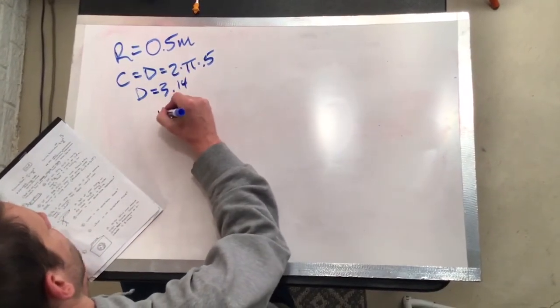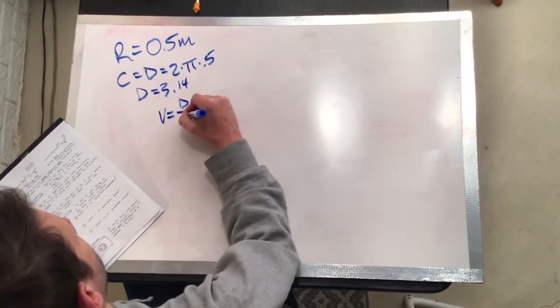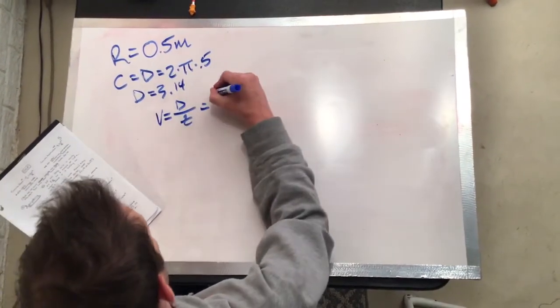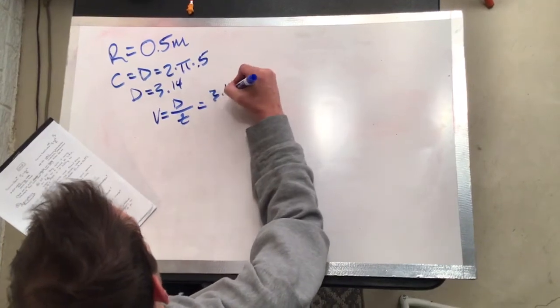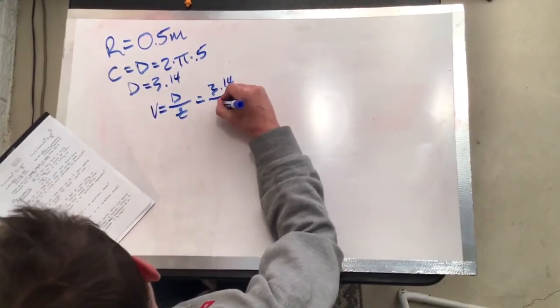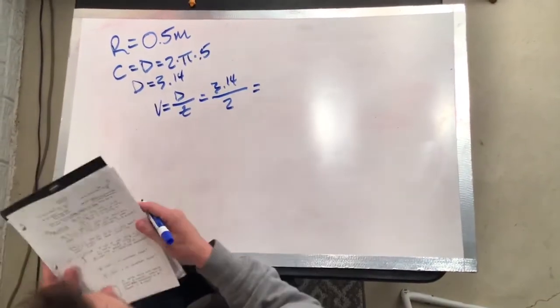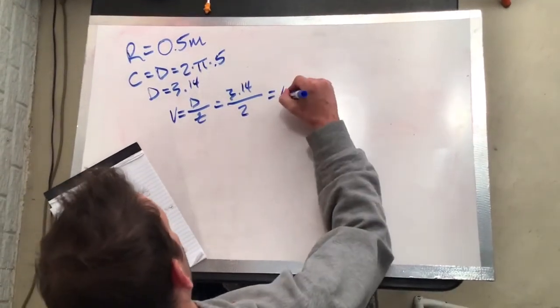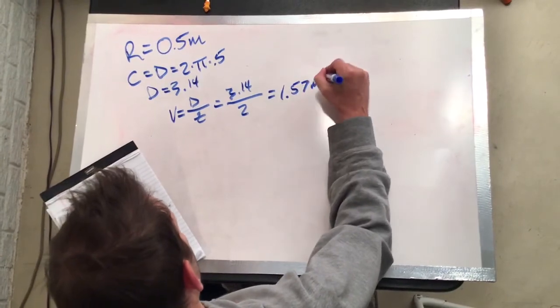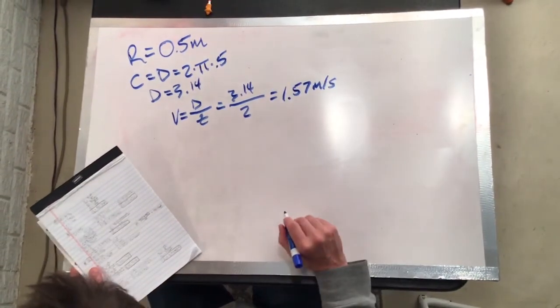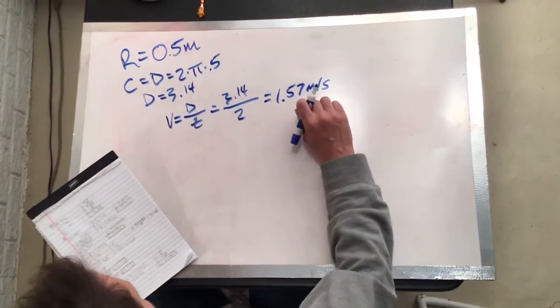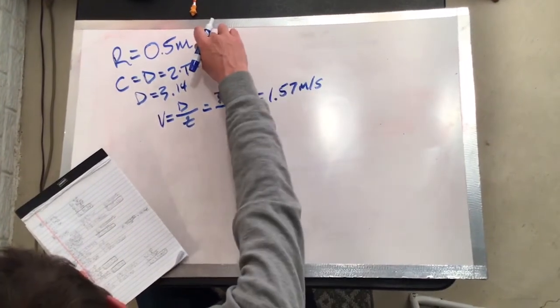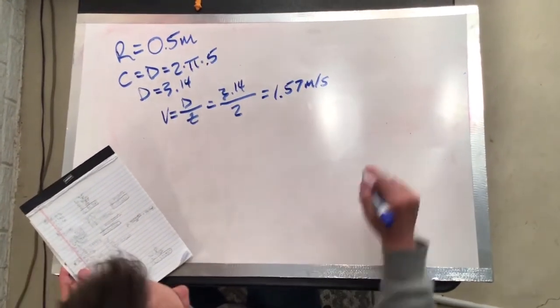And remember, velocity equals distance divided by time. Distance is 3.14 divided by time, every 2 seconds. So 3.14 divided by 2 is going to give us a velocity of 1.57 meters per second. All right, so we have the velocity and we have the radius, which is all we need for centrifugal acceleration.